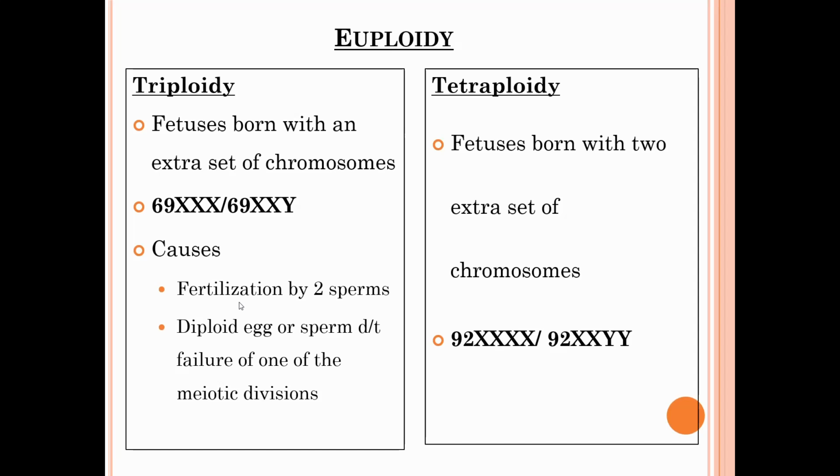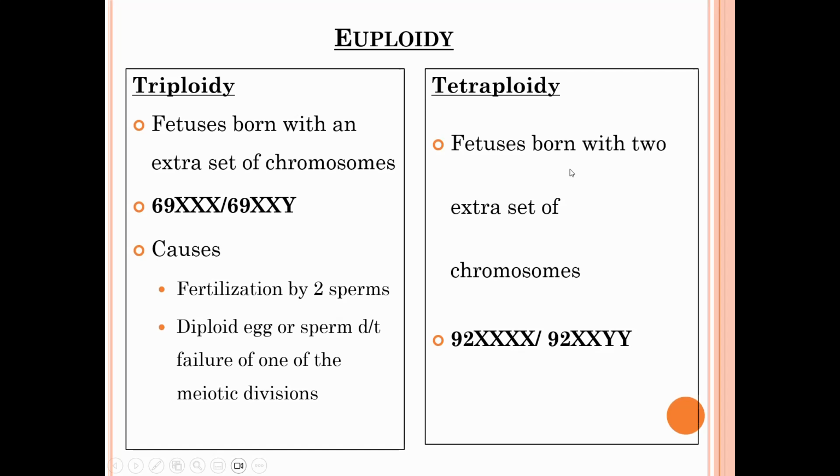Okay. Now when you say euploidy, that means I have already told you the multiple of n. Okay, but we are not saying 2n. We are saying it can be, if it is 3n, that is triploidy, or we say 4n, that is tetraploidy. So triploidy fetus are born with an extra set of chromosome. That means either it can be 69XXX or 69XXY. What can be the cause? It can be fertilization by two sperms, or there can be diploid egg or sperm due to failure of one of the meiotic division, that is because of triploidy.